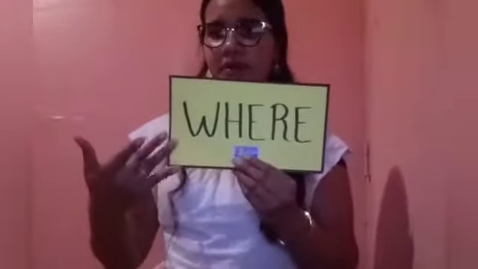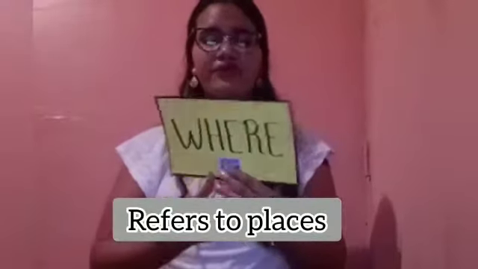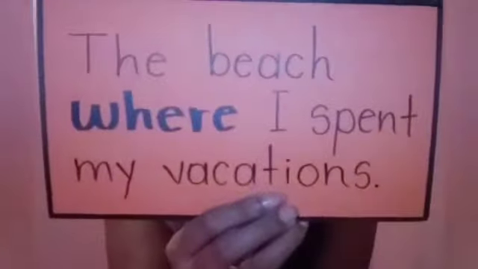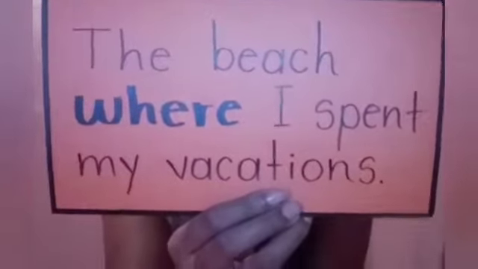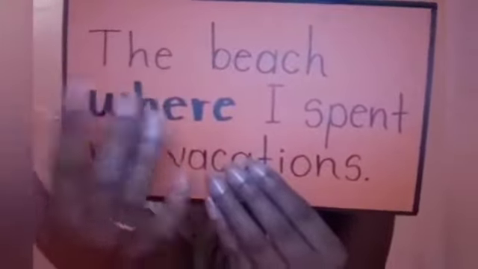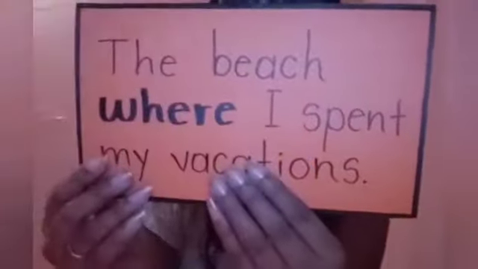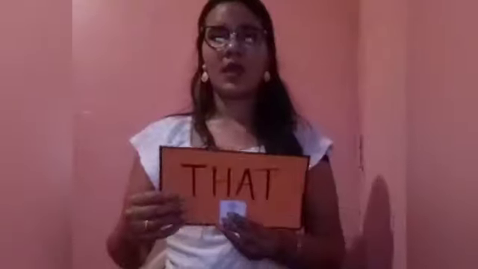The next relative pronoun we have is where. So where refers to places. For example, the beach where I spent my vacations. So if you see, we are using where, right? Why? To make reference to the beach. And the beach is a place.